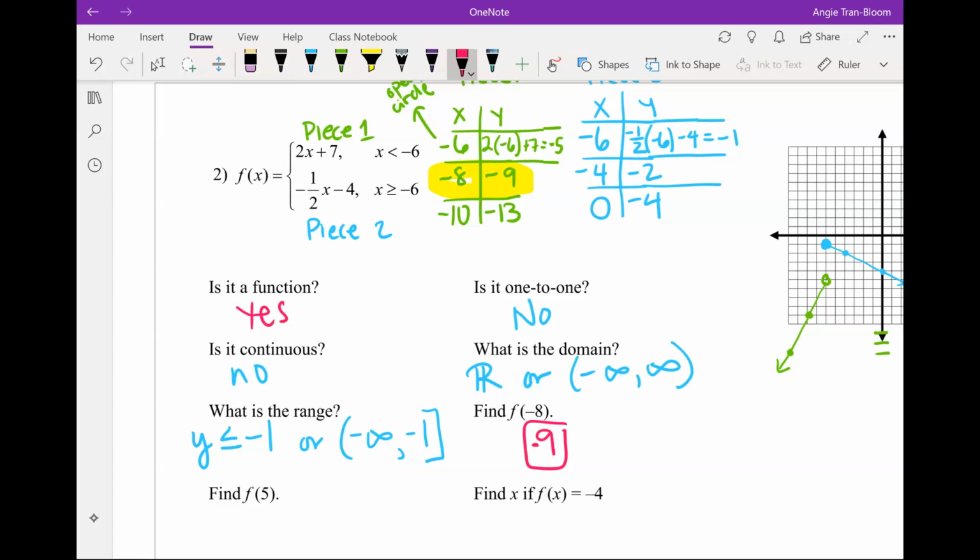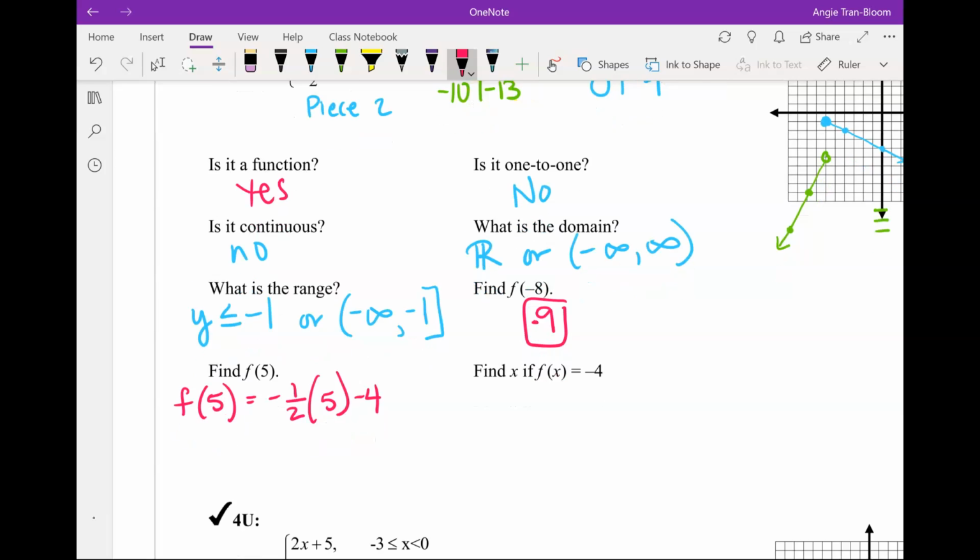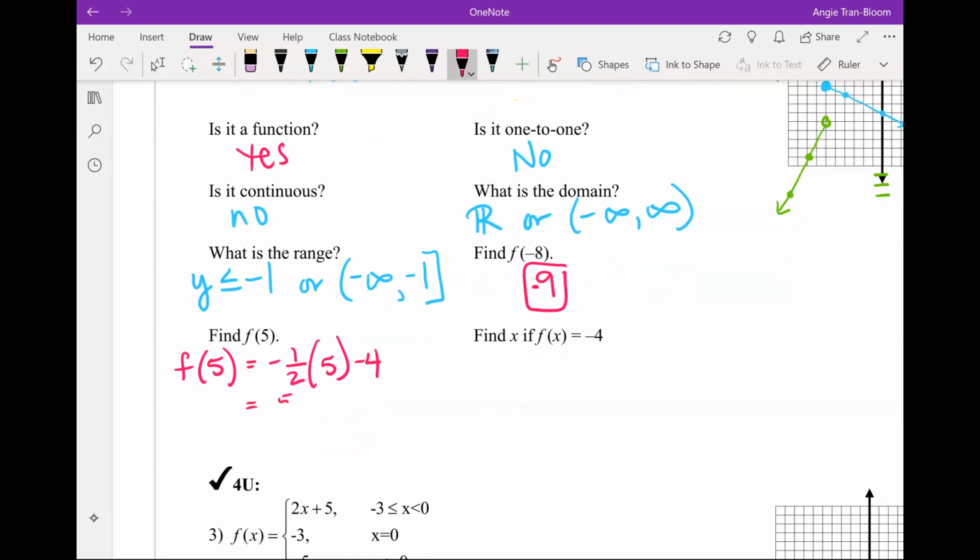How about find f of 5? Which piece contains the domain of 5? The second one. Did we find that already? No, so that means we have to find it. Ready? F of 5. Plug in 5. Every time you see a what? An x. So plug in 5, and then minus 4. Half times 5 is really 5 over 2. Negative 5 over 2. Minus 4.